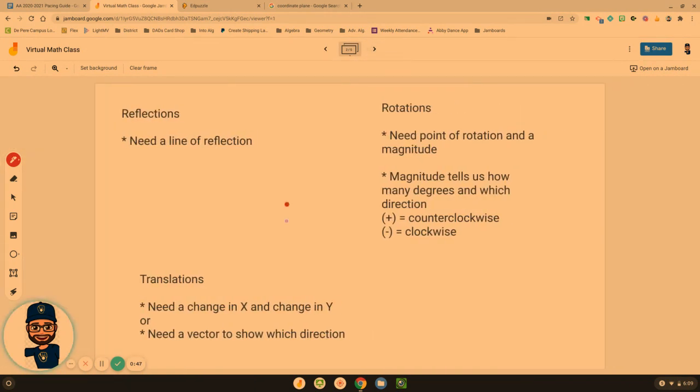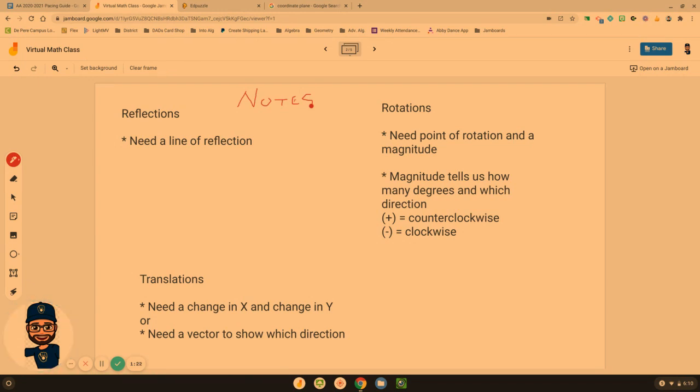To help us, here are some rather important notes. These notes help you define what you need for each of these things to happen. Like, what are you looking for? So, reflections. Remember, for a reflection, we're looking for a specific line, right? That line that shows it's flipping over. The pre-image is flipping over it to obtain that second image. And so that's really all we need, is that line of reflection.